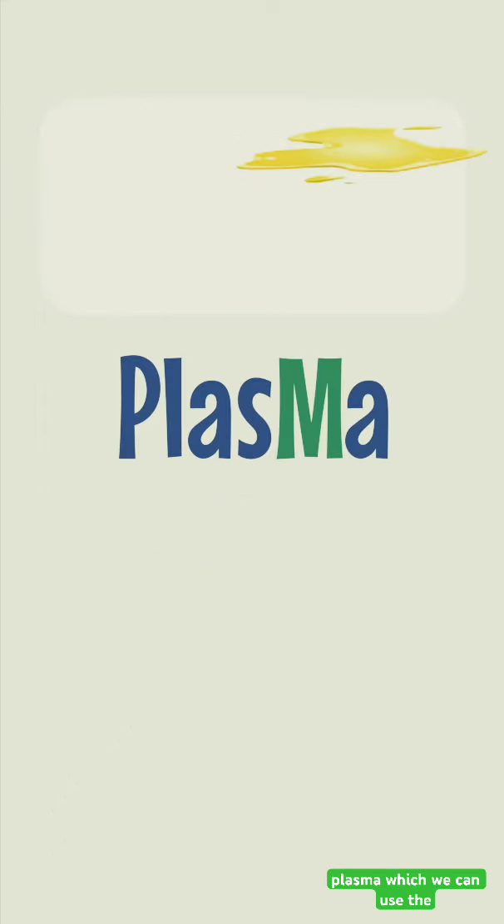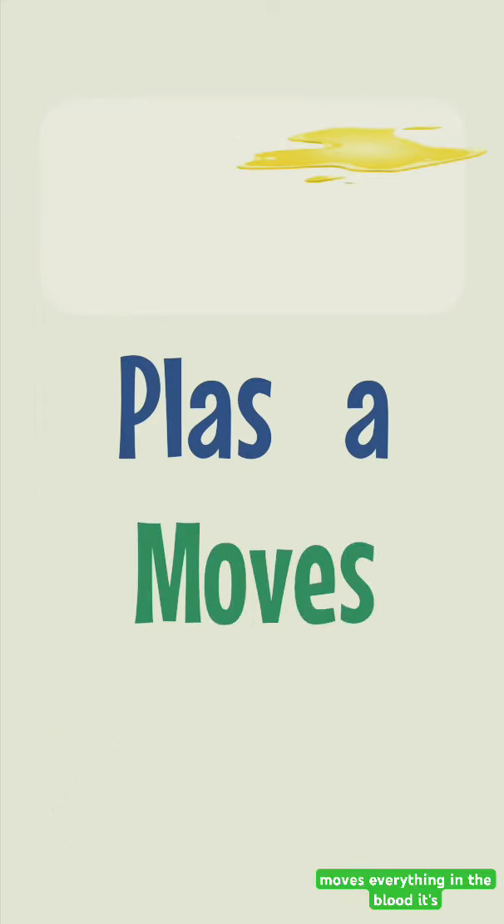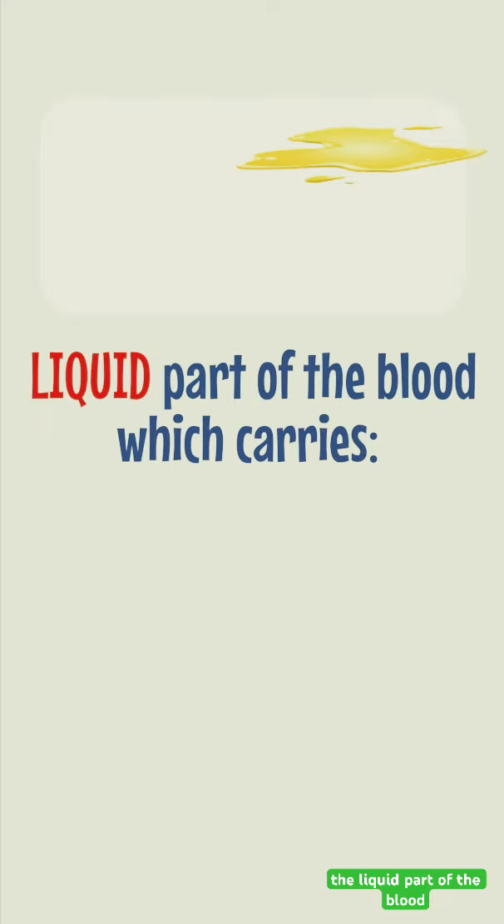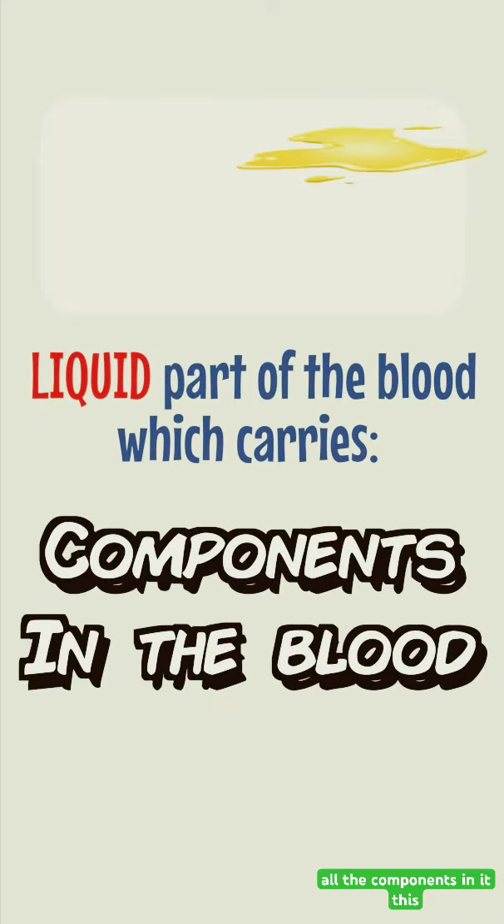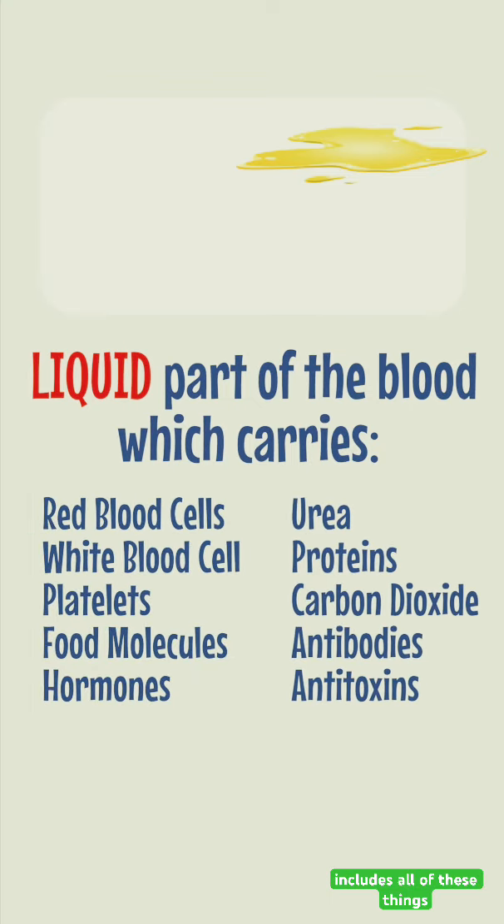And finally, we have plasma, which we can use the M to remind us that it moves everything in the blood. It's the liquid part of the blood, and its job is to transport all the components in it. This includes all of these things.